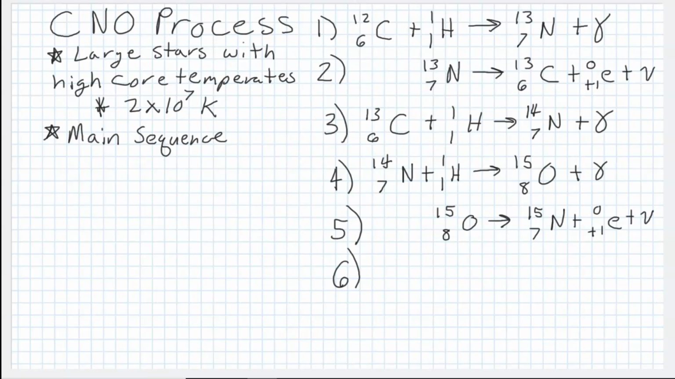In the last step of the CNO process, the nitrogen-15 is combined with another proton to produce 2 nuclei, a carbon-12 as well as a helium-4. Notice that we've regenerated the carbon-12 that we started with, and we've produced helium.